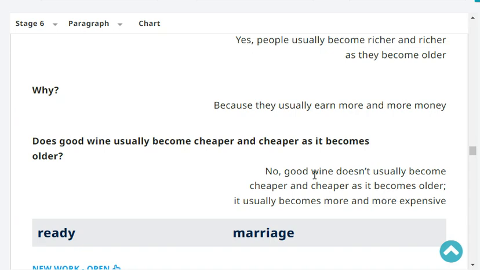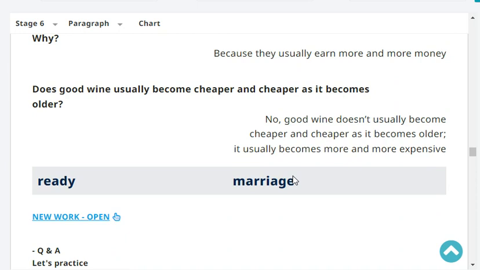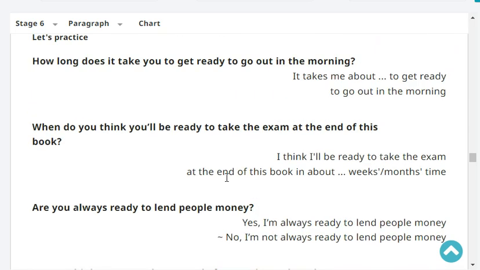Does good wine usually become cheaper and cheaper as it becomes older? No, good wine doesn't usually become cheaper and cheaper as it becomes older. It usually becomes more and more expensive. Right?